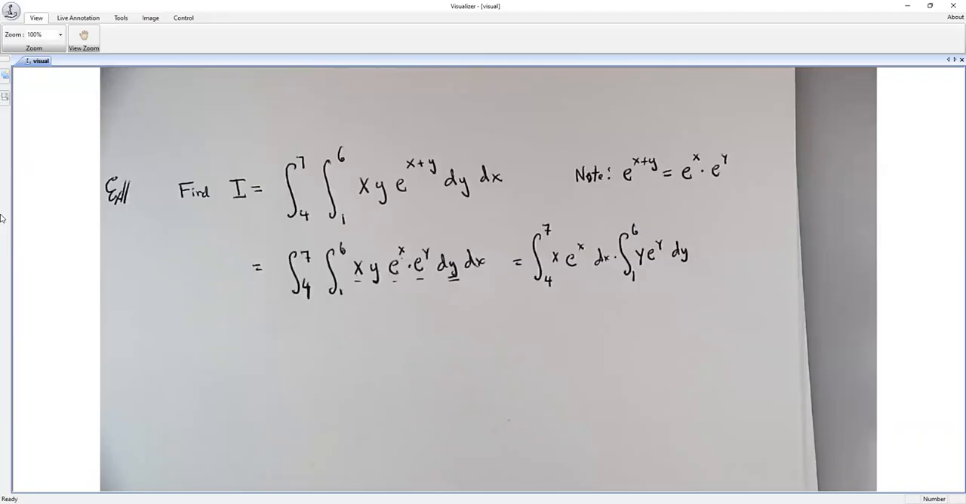That'll be e to the x times e to the negative y. So it'd be exactly the same. Just keep the sign with it. Does that make sense?